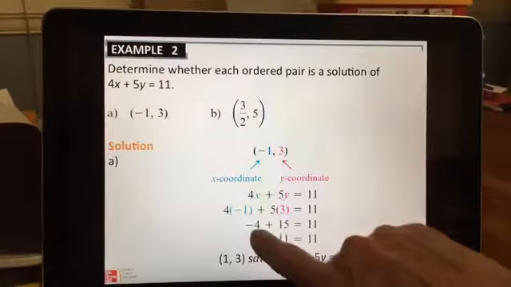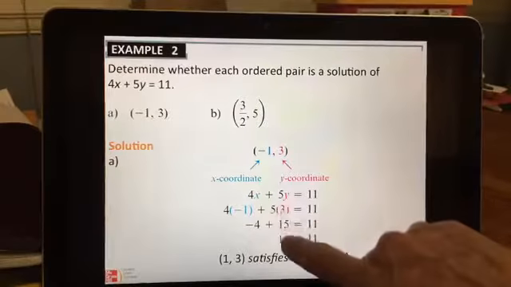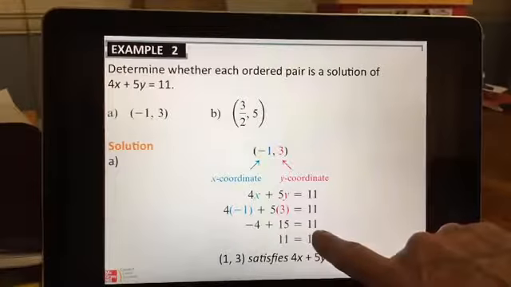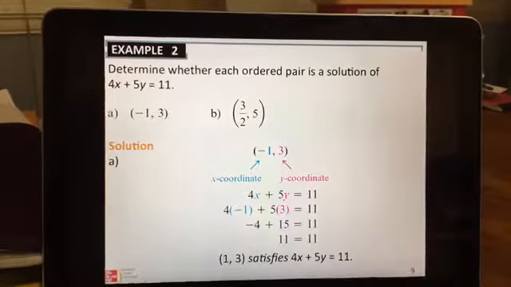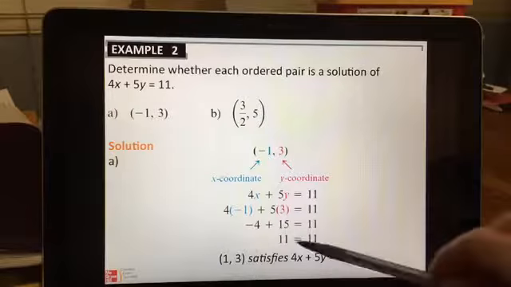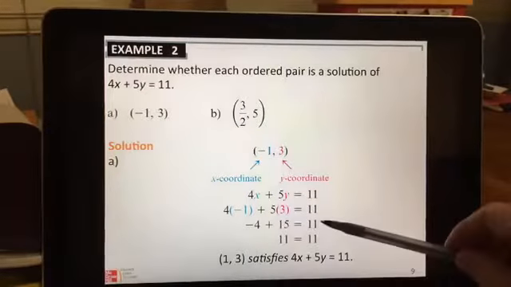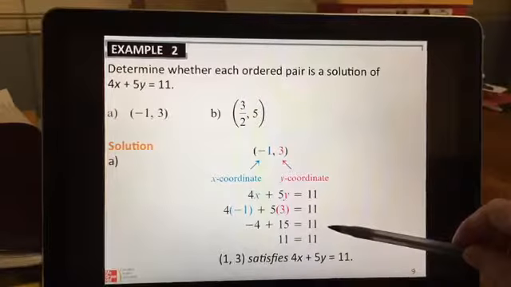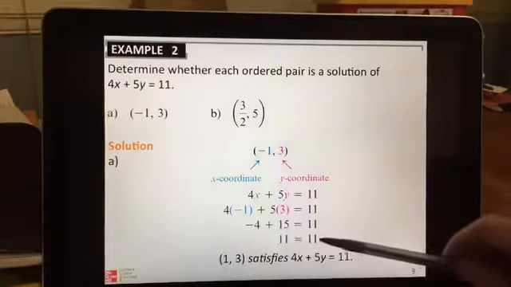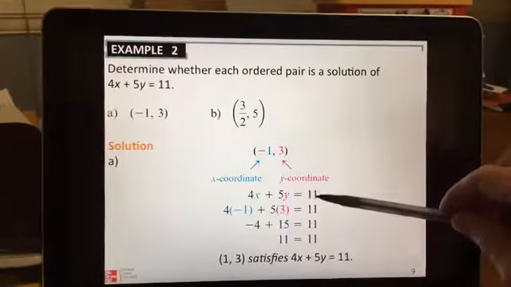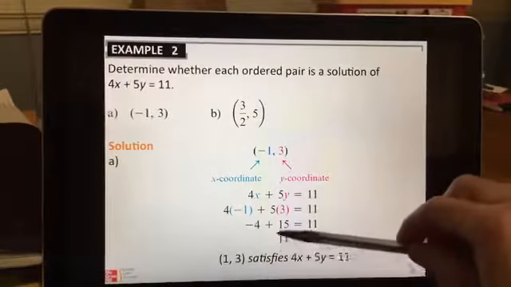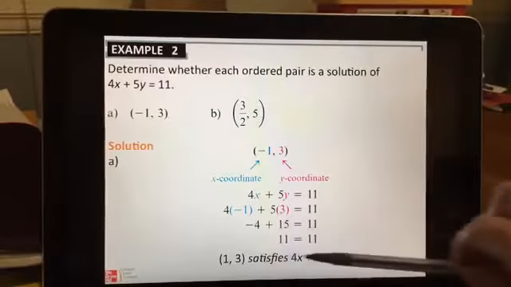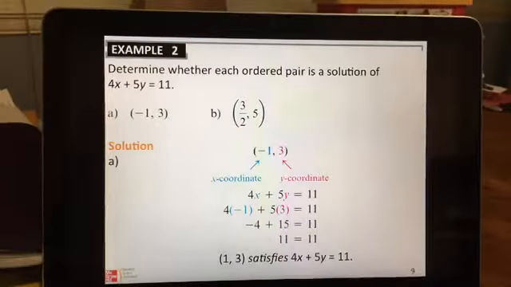So 4 times negative 1 is negative 4. 5 times 3 is 15. Negative 4 plus 15 is 11. Remember, when we're adding signed numbers with opposite signs, we really subtract the 2 absolute values and take the sign of the greater. And 11 is 11. Since we started out trying to get it to be 11 and it was 11, it is a solution, and we say that it satisfies the equation.